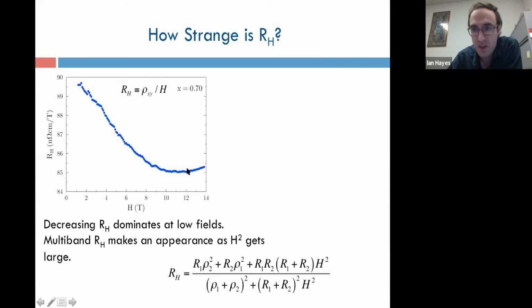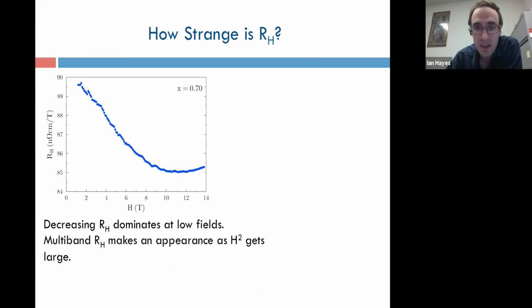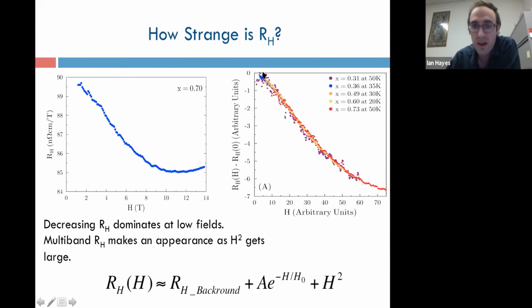In fact, when you get to the far overdoped side of the phase diagram, pure H squared is what you see. Other than that H squared, the curve is sort of generic. What I'm going to show you next is basically how much you can decrease RH by applying a large field throughout the phase diagram. If you want more details on how we do this, I'll point you to the paper we published, or we can talk about it later. I don't want to spend too much time on it because all of the important correlations that I want to talk about are readily seen in the raw data.